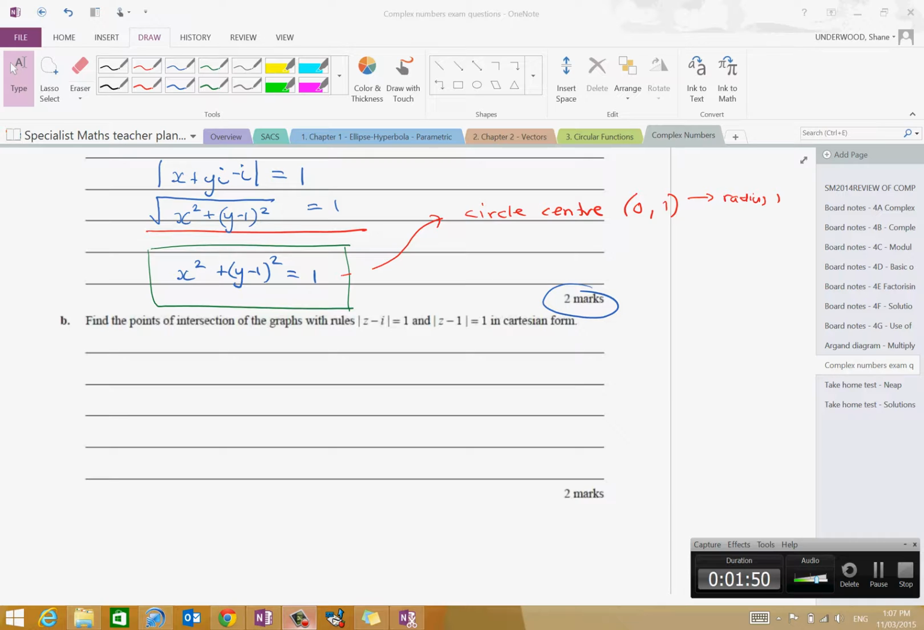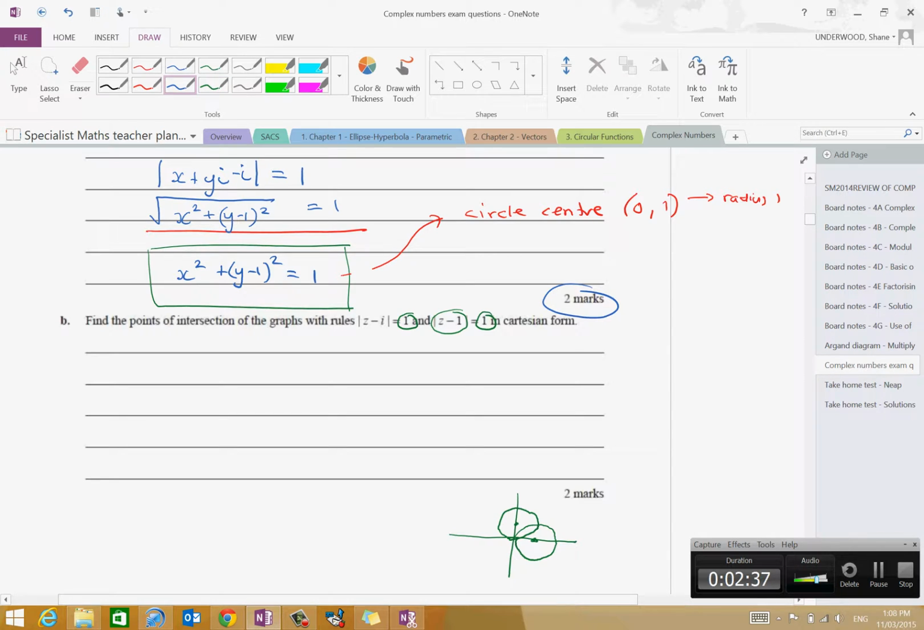Okay. Find the point of intersection of these graphs. Well, you can notice that they're both equal to 1, and they're both going to be circles. You could draw this just to get an idea: we've got a circle with centre 1, 0, and it's going to look something like this, with a modulus of 1. And then we've got a circle at 0, 1, and that is going to look something like that. Do you have to draw that? No, you don't.